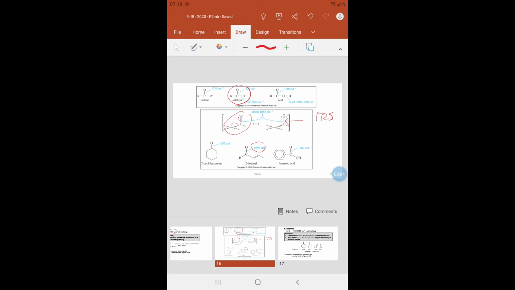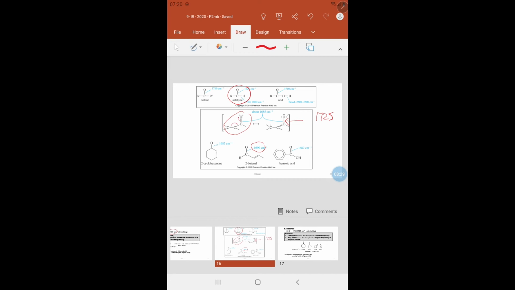So this is due to the resonance. Resonance means you have a conjugation. Conjugation means you have the double bond, single bond, double bond, alternate. Conjugation makes the C double bond O frequency lower, and this happens to all carbonyl compounds. So it means not only for the aldehyde but also for carboxylic acid, ester, and so on.